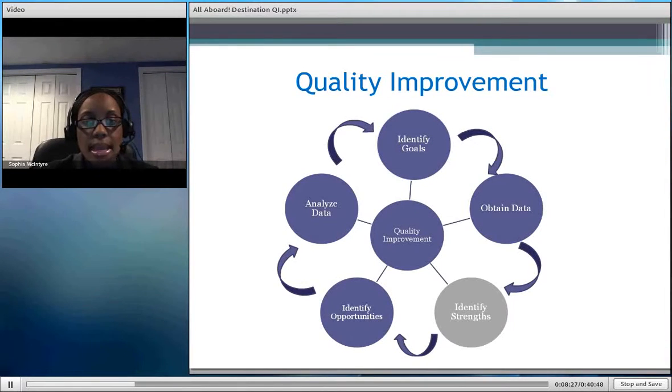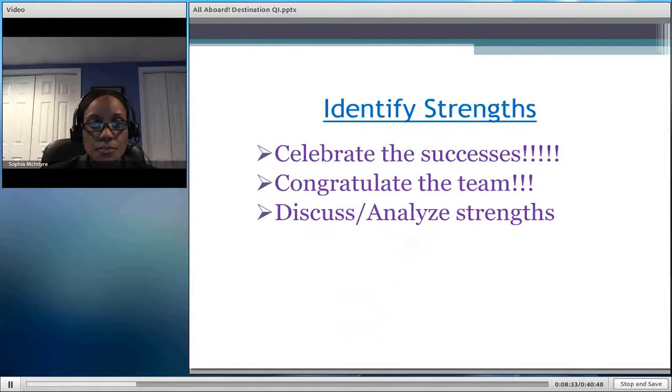So now let's look at the next component, which is identifying your strengths. So you've had your data, you have analyzed your data, and now you're looking at information with respect to if you're doing well or if you're perhaps not doing as well.